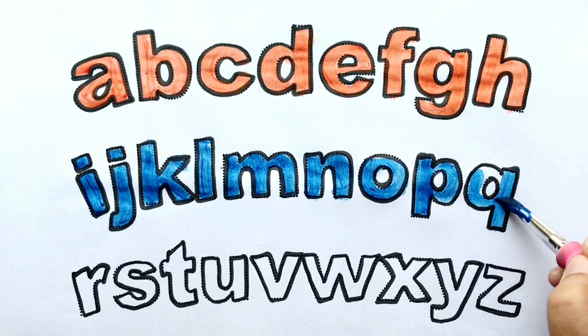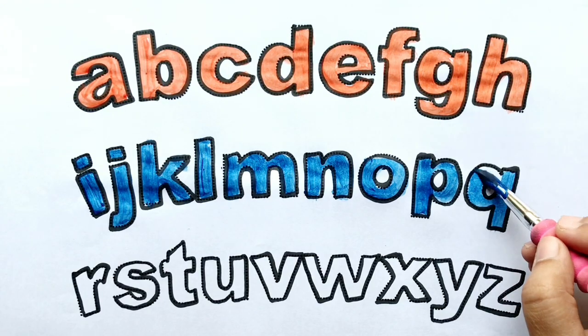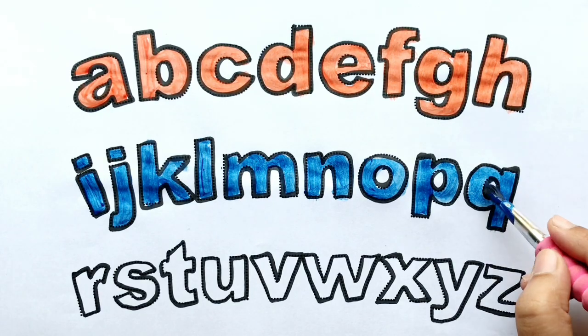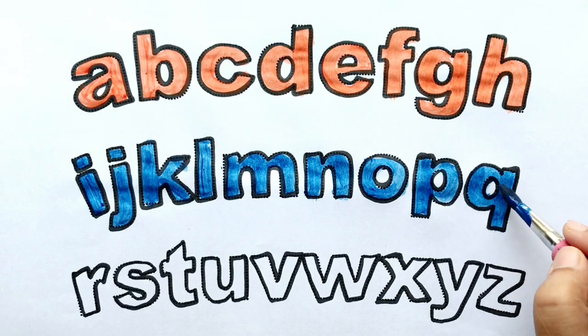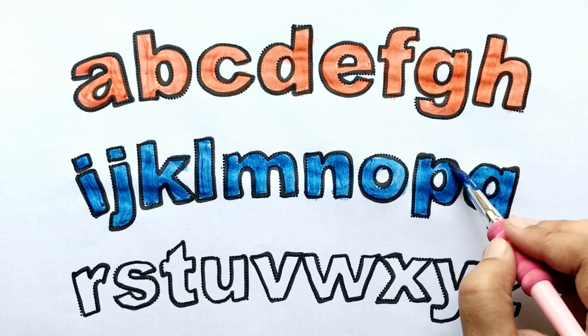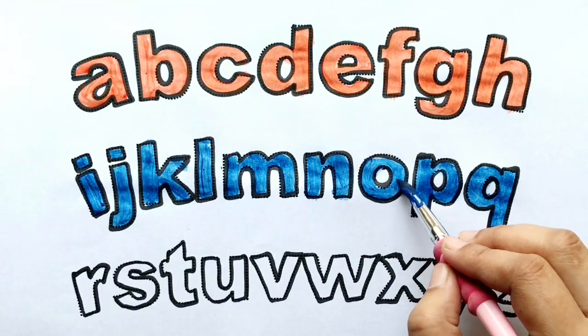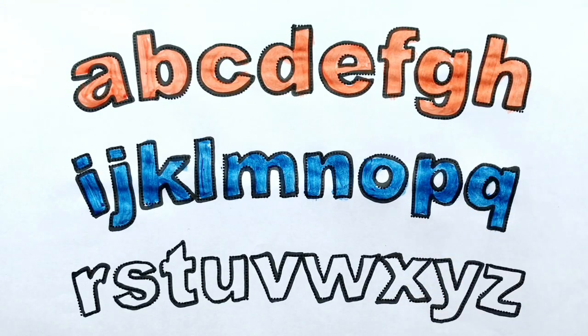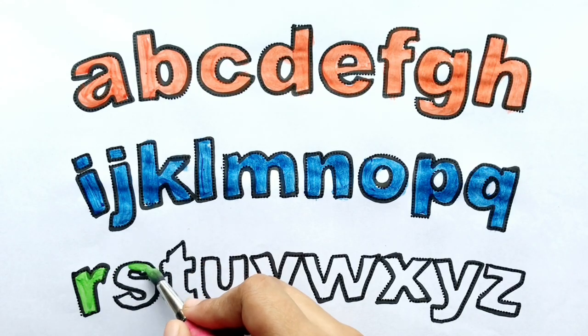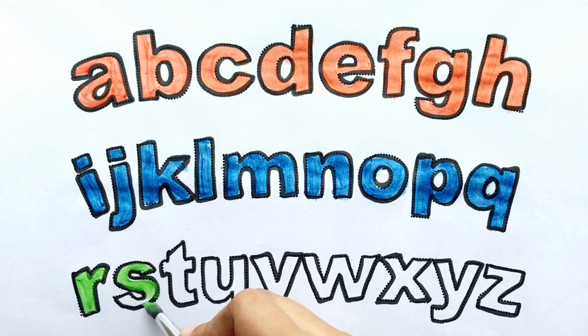Light green color. R for rainbow. S for snail.